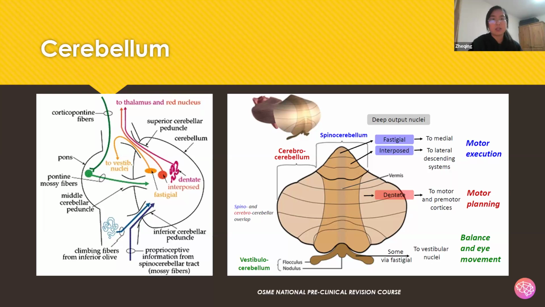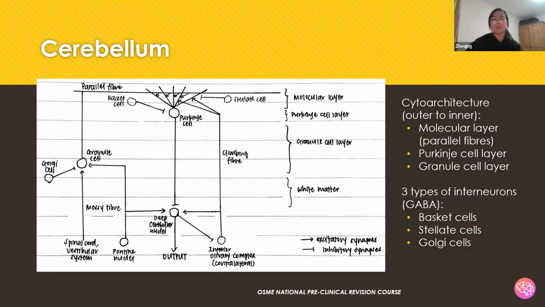So the superior ones are the fibers from the fastigial, interposed and dentate nuclei to the vestibular nuclei, for example. And then you have the pontine mossy fibers, which go through the middle cerebellar peduncle. And then you have the climbing fibers from the inferior olive, which go through the inferior cerebellar peduncle. And again, this is my hand-drawn diagram because it just helps me when I make it a bit simpler for myself.